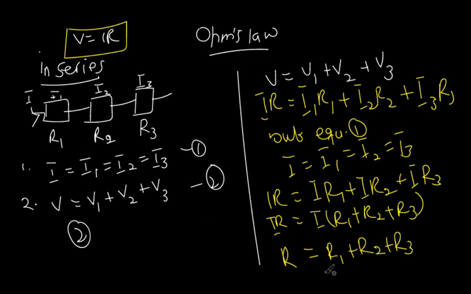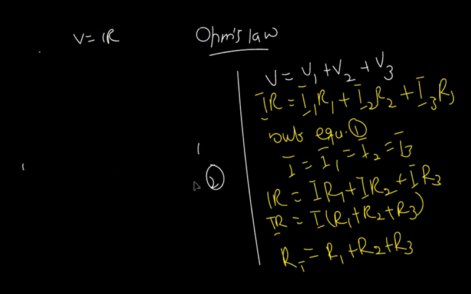So your R total will be equal to R1 plus R2 plus R3. This formula is very, very important, so let's take note of it. It will come in handy when we are solving problems on a circuit using Ohm's law. So let's have a look at the second scenario, when we have the resistors connected in parallel.